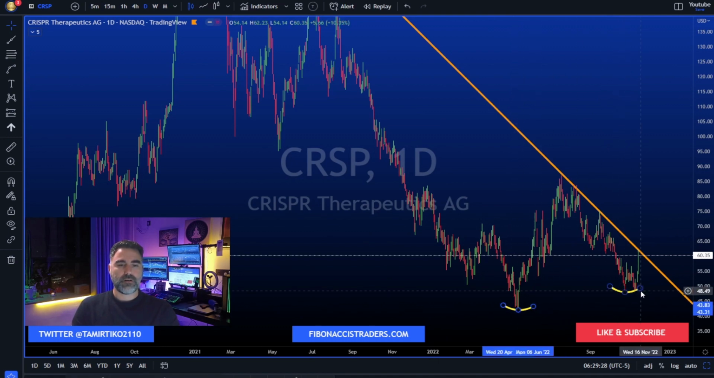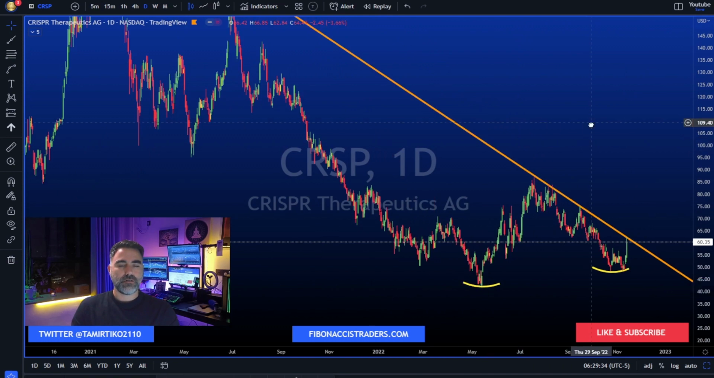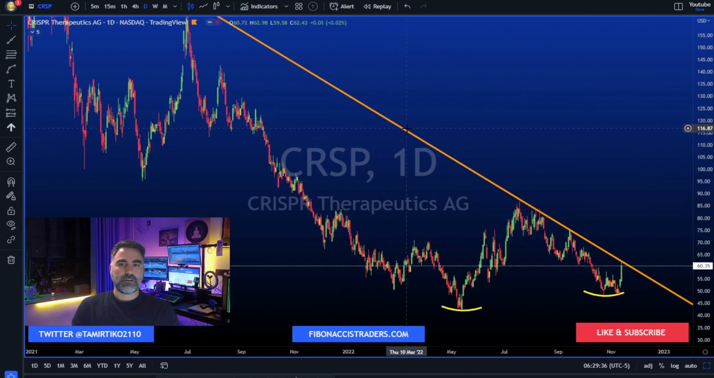We have this low here, October and November. This is a higher low from May of 2022. So my alert is a break and a close above this trend line.